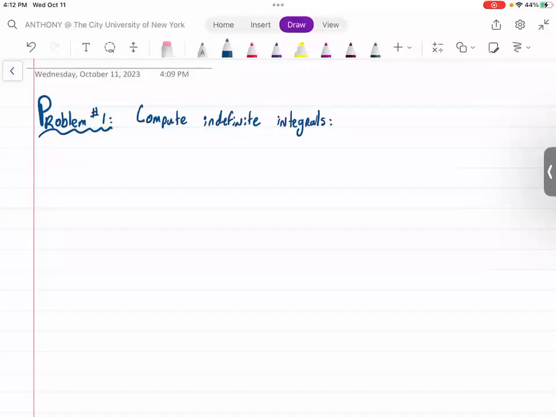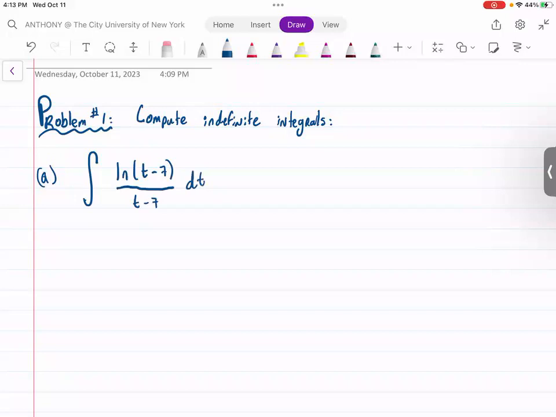All right, so the very first problem that I want to do is the following. Some of you have probably seen examples like this already, but if not, that's why we're here. Let's say we have the integral of ln of t minus 7 over t minus 7 dt. To compute this indefinite integral, we have to make a u substitution.